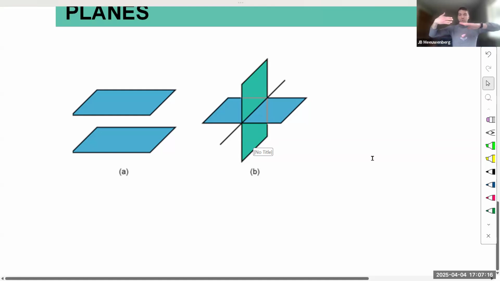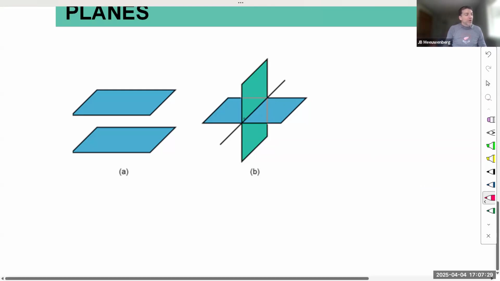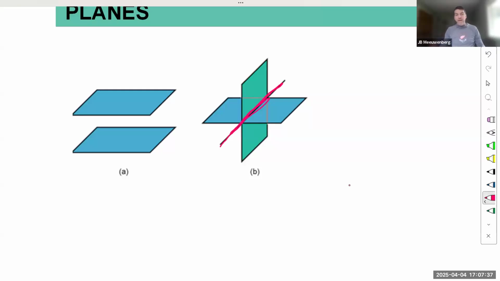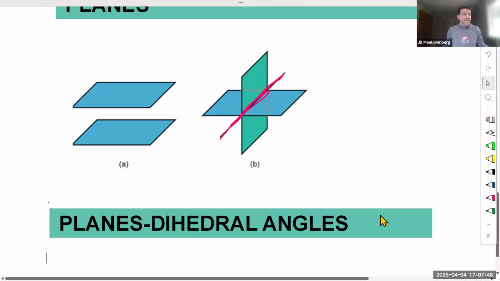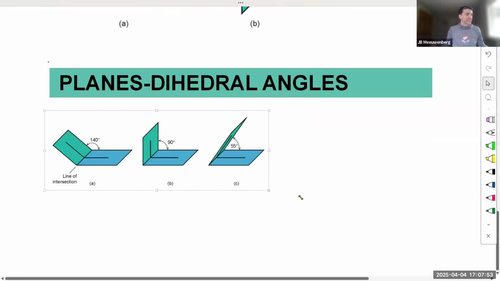If you take your one hand and put it sideways and then intersect your fingers, interlace them like that, right? You've now made 2 intersecting planes. And note that on figure B, the place where those 2 planes intersect actually makes this line. So the intersection of 2 planes in space is a line. Now, we can look at the angles that are made when planes intersect. They're called dihedral angles. And they might look something like this.